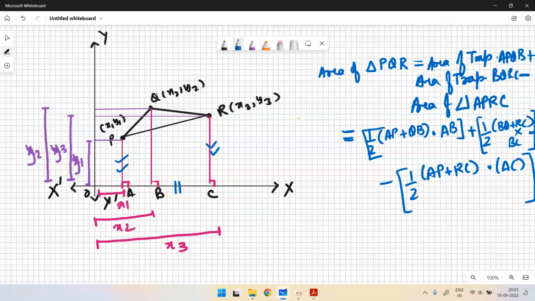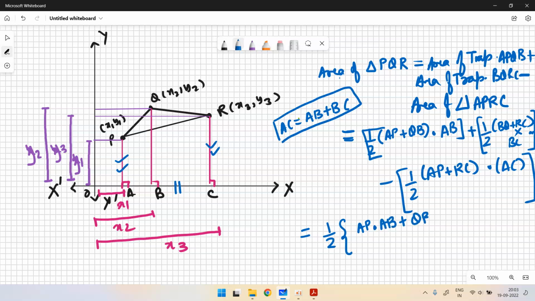As you can see from the figure, AC is nothing but AB plus BC. Now if you substitute this value, you can take half common from all. This is AP into AB plus QB into AB plus BQ into BC plus RC into BC minus AP into AC minus RC into AC. Now in place of AC you put AB plus BC.